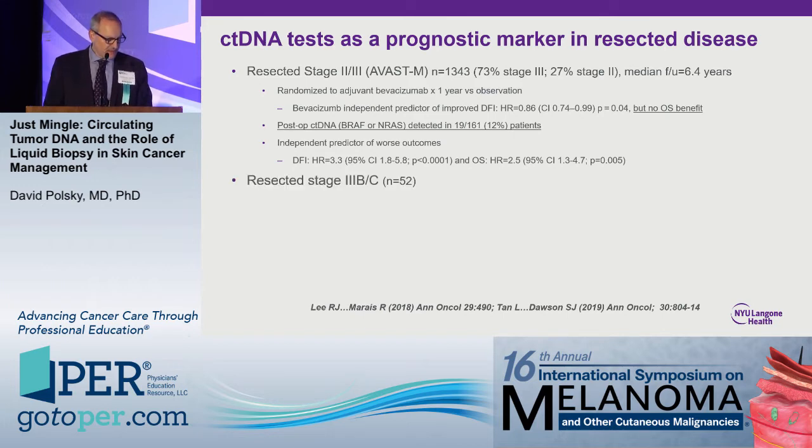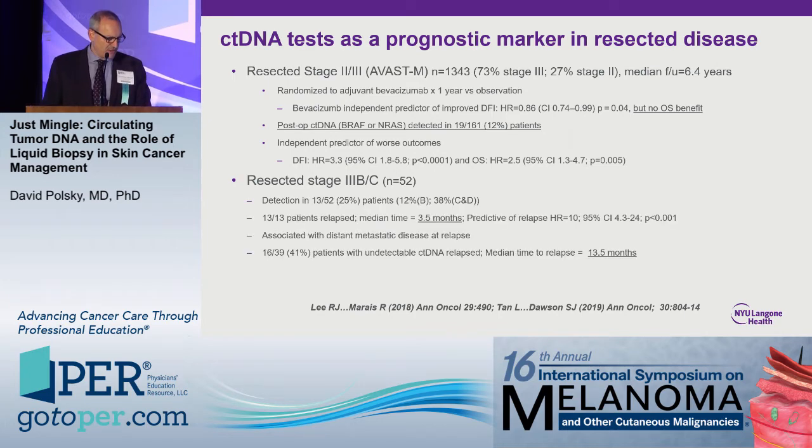Now, a separate study of stage 3 BC patients, a cohort of 52 patients, found 25% of the patients had detectable ctDNA after resection, and this was 13 patients, and all 13 relapsed with a median time to relapse of 3.5 months, and again, a very strong hazard ratio of 10. It was associated with distant metastatic disease, meaning these patients had microscopic residual disease that was not detectable on scans, but was detectable in the blood.